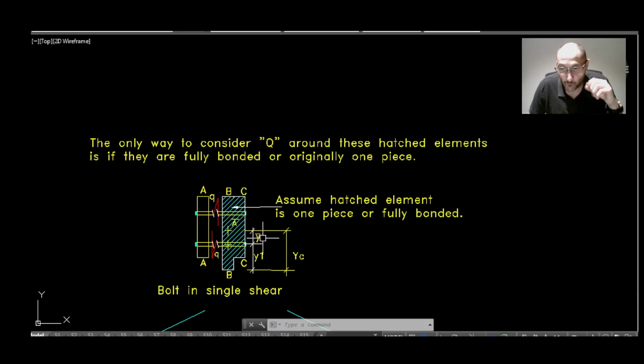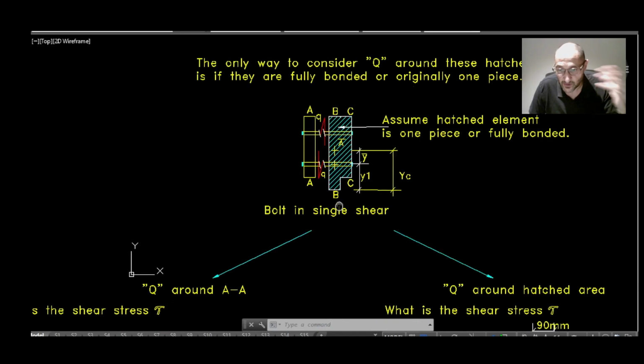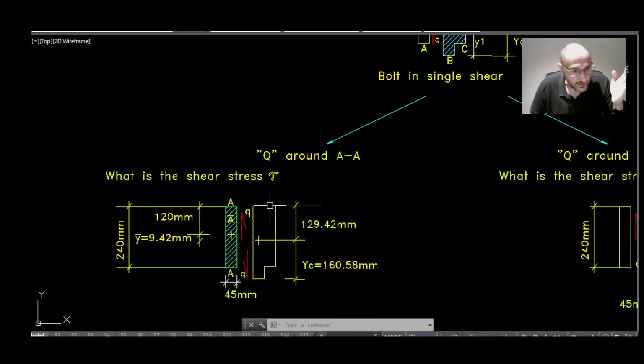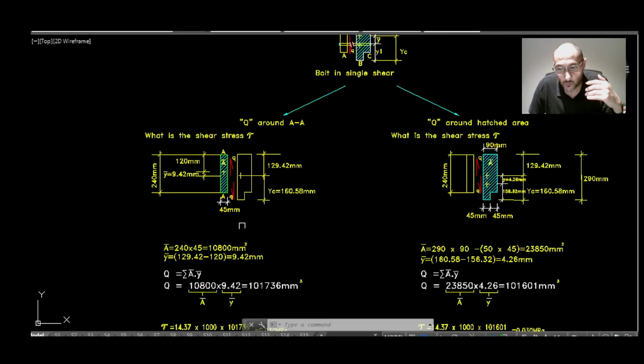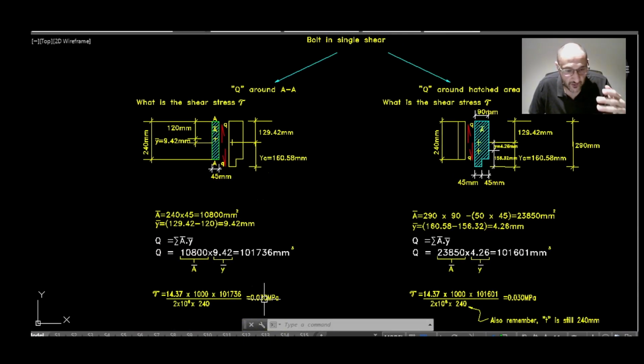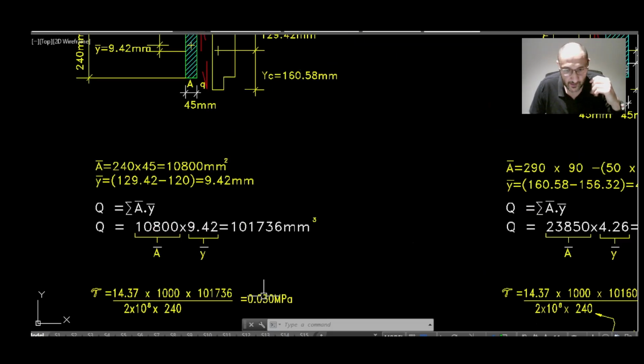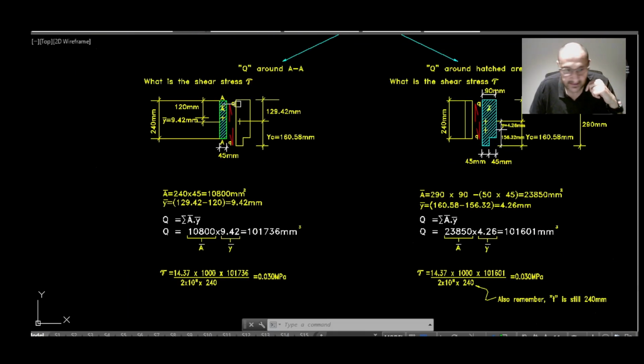Okay. YC, the geometrical centroid of the entire three elements, will stay the same. And of course, Y bar is the distance between the two centroids together. Okay, let's quickly check if this theory actually works. So if we separate element AA from the rest of the section, like we did previously, and do the shear stress calculation, we will get a shear stress value of 0.03 MPa, which of course we have shown earlier in the presentation.